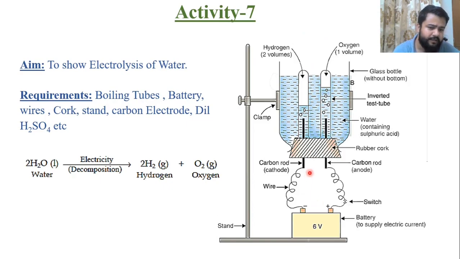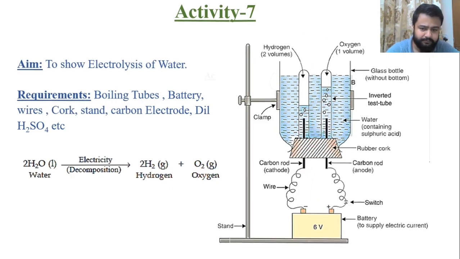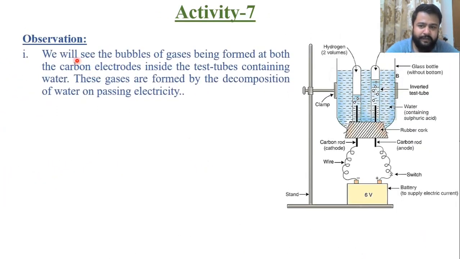Now as soon as the electricity is passed, the water decomposes into H2 and O2 gas. Observation: we will see bubbles of gas being formed at both carbon electrodes inside the test tubes containing water, and these gases are formed by the decomposition of water on passing the electricity.